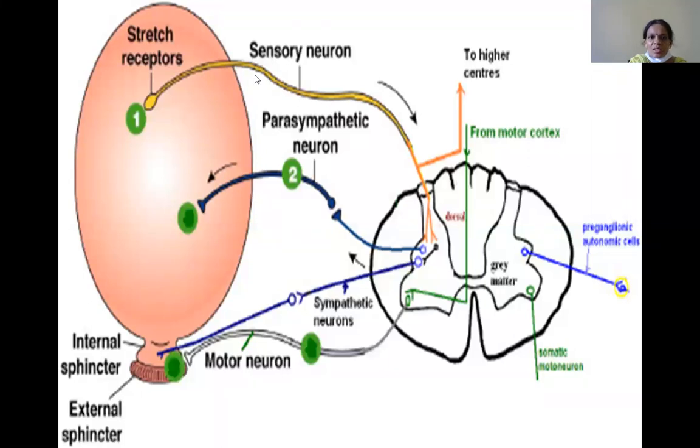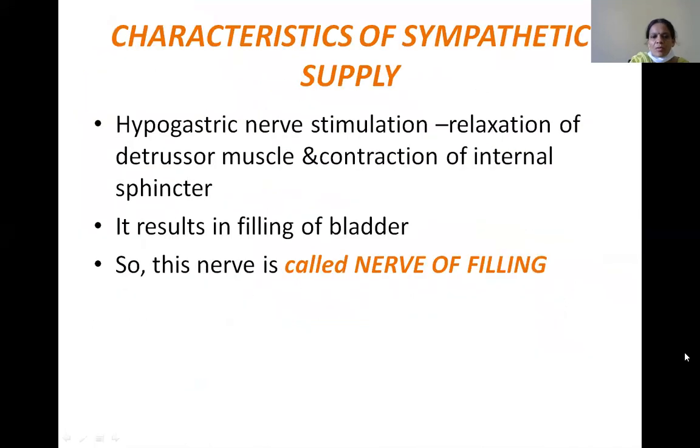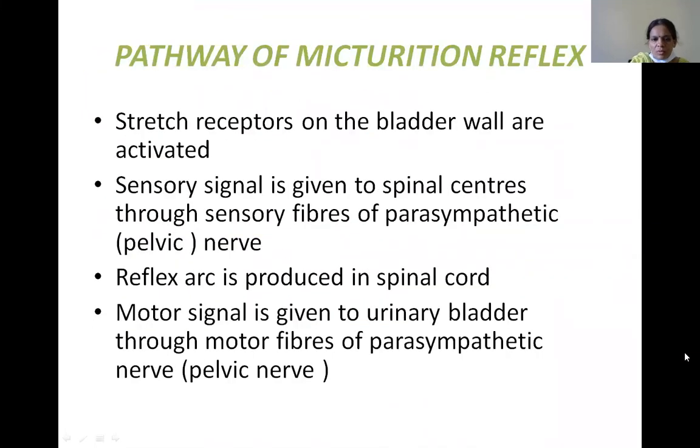Stretch receptors get stimulated, and that information is sent to the spinal cord. Again from there, the efferent information goes to the detrusor. This causes contraction of the detrusor muscle, and that is how micturition is elicited. And then to the internal sphincter, where it causes relaxation of the internal sphincter. That is how micturition occurs. So that is the pathway of the micturition reflex.